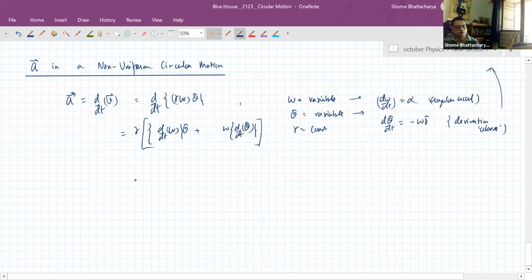So this becomes r alpha theta cap minus omega square r cap. So basically the acceleration vector is r alpha theta cap minus r omega square r cap. So we say it is the sum of two components, tangential and centripetal.